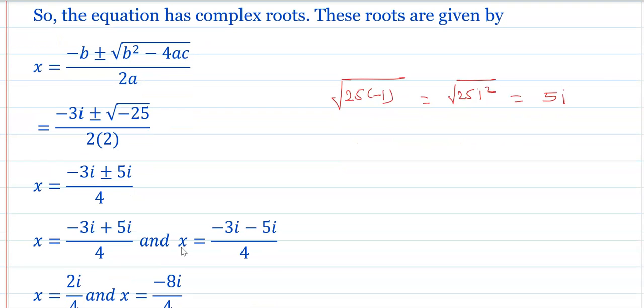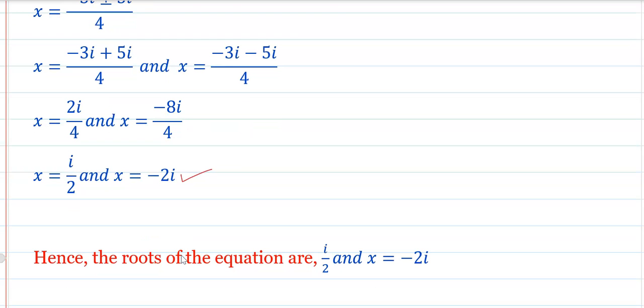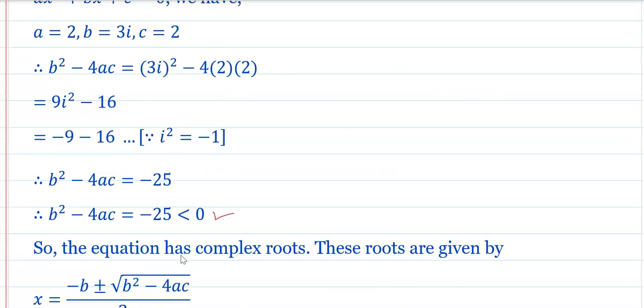x is equal to minus 3i plus 5i upon 4. x is equal to minus 3i minus 5i upon 4. Minus 3i plus 5i, then you will get 2i upon 4, that is equal to i upon 2. And x is equal to minus 3i minus 5i, minus 8i upon 4. Therefore you will get minus 2i. Hence the roots of the equation are i by 2 and minus 2i. You can look at this once again.